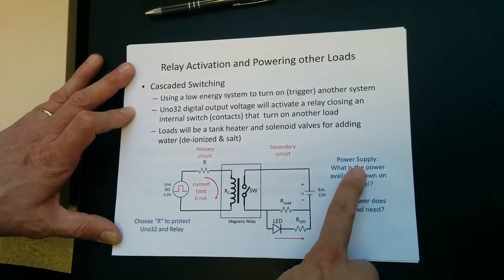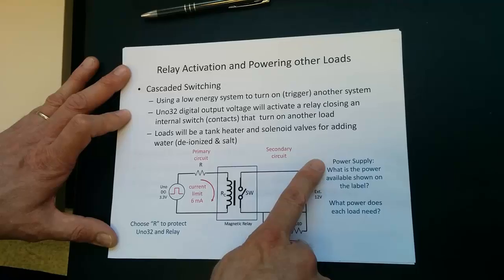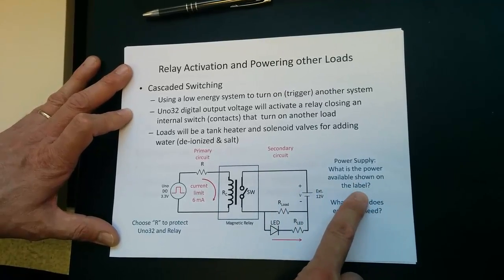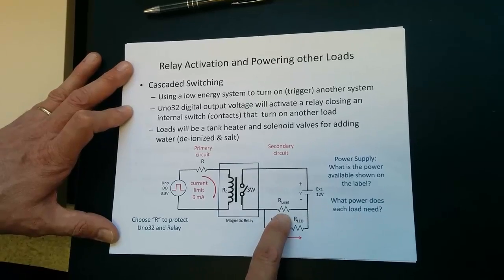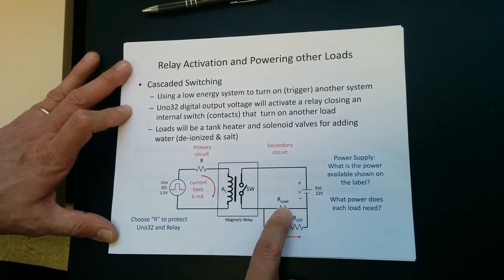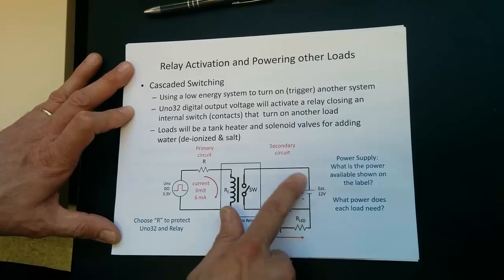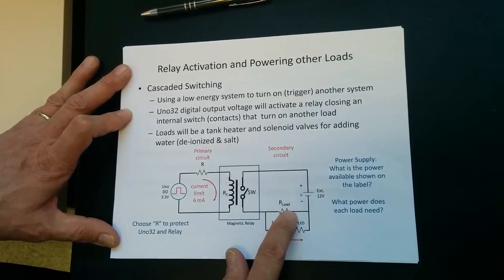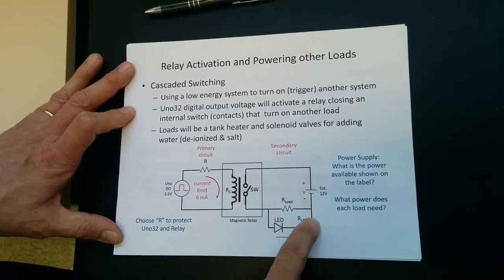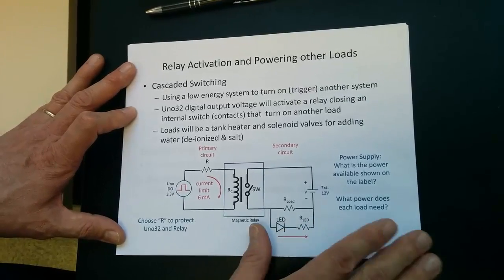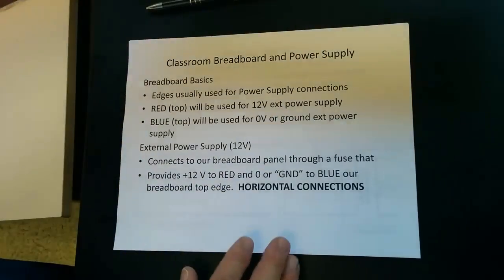So on this side, the goal is to check the power supply against what's available on its label and what power each load needs. So during today's activities, you'll put in the heater, measure its current, put in the 2 solenoid valves and measure their current as well. We'll also be doing a calculation here to protect this LED. So let's move on here.